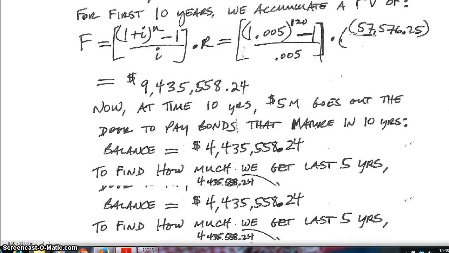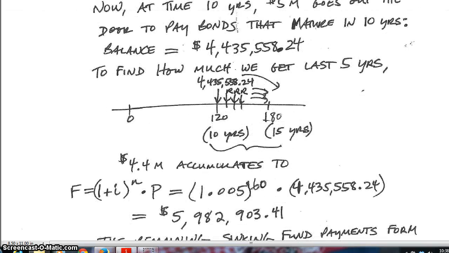Okay, and now we're moving on. So at 10 years, now we're looking at these last 60 months, these last 5 years. We've got that $4.5 million or so. That is going to accrue interest over the next 5 years. So we have to find its future value.